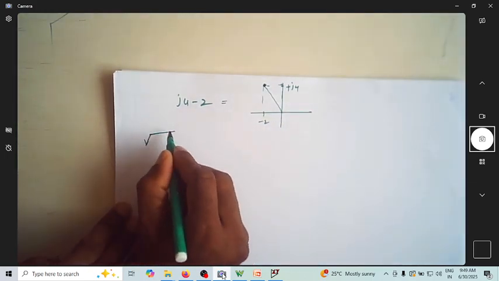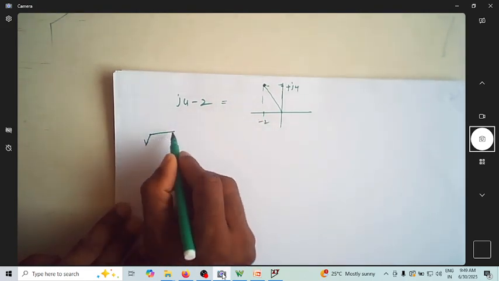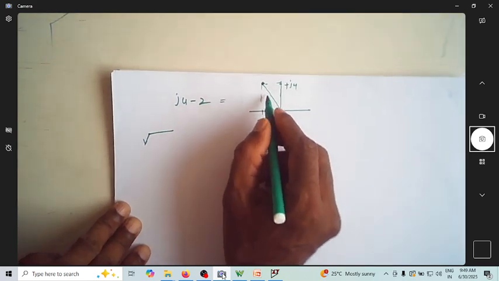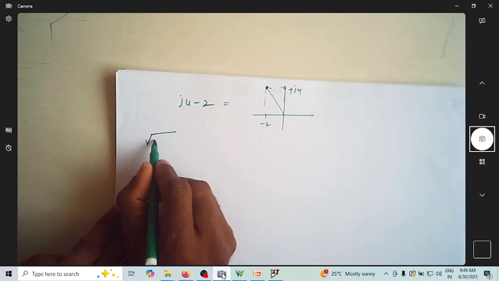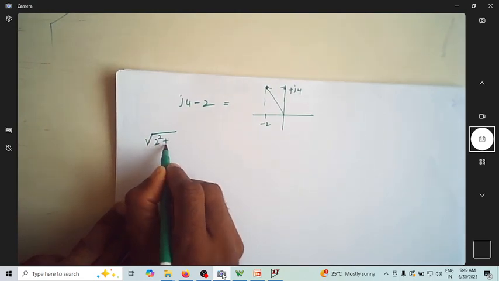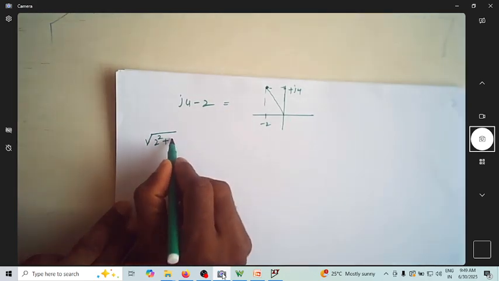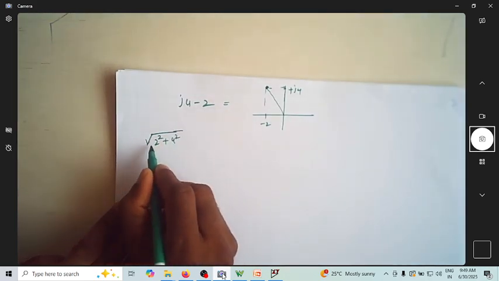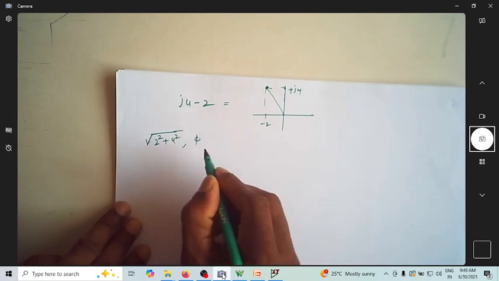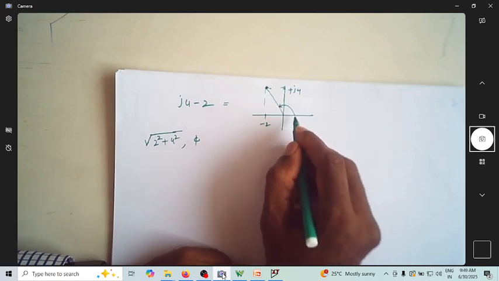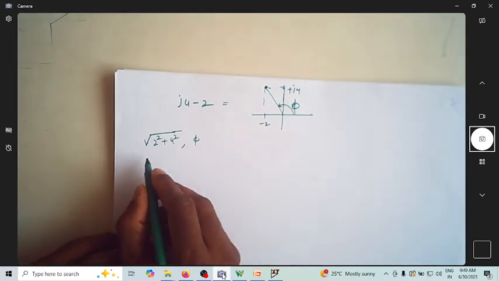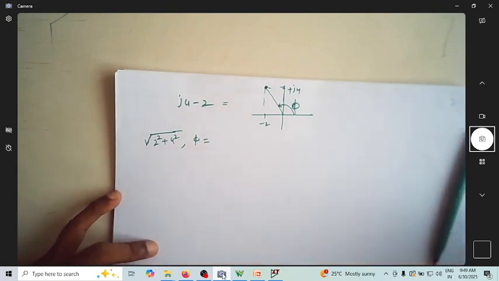The magnitude of the hypotenuse is given by the square root of the adjacent square plus the opposite square, so that is the square root of 2 square plus 4 square. So this is the magnitude. About the phase, I want to know what this phase angle phi is.